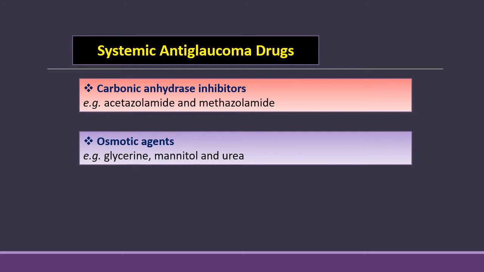So another class is systemic anti-glaucoma drugs. There are two categories of systemic anti-glaucoma drugs. First is carbonic anhydrase inhibitors like acetazolamide and methazolamide. Then osmotic agents like glycerin, mannitol and urea.